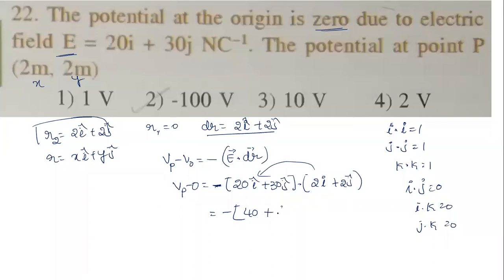And this one will become 60, not 60 j cap, just 60. So it will become minus 100. So the second option is the correct answer. It will become minus 100 volt.